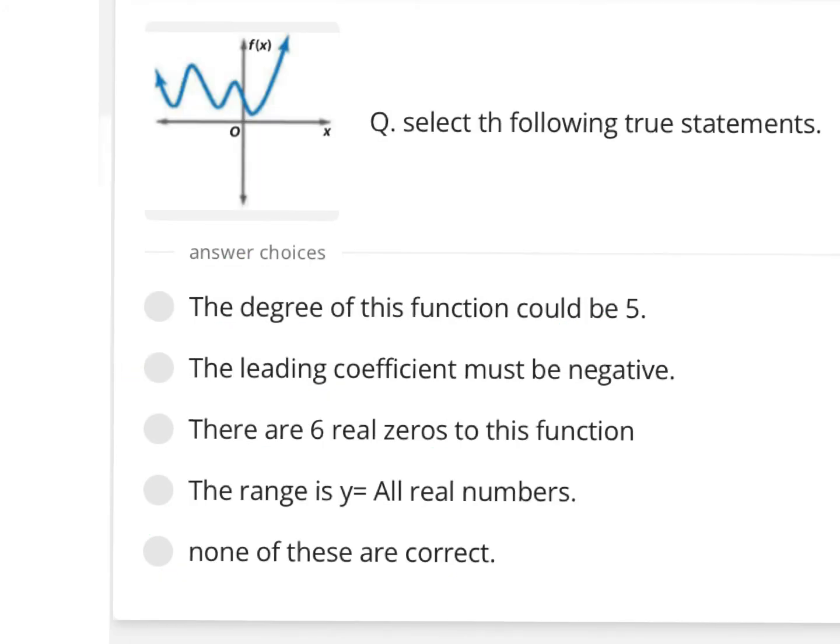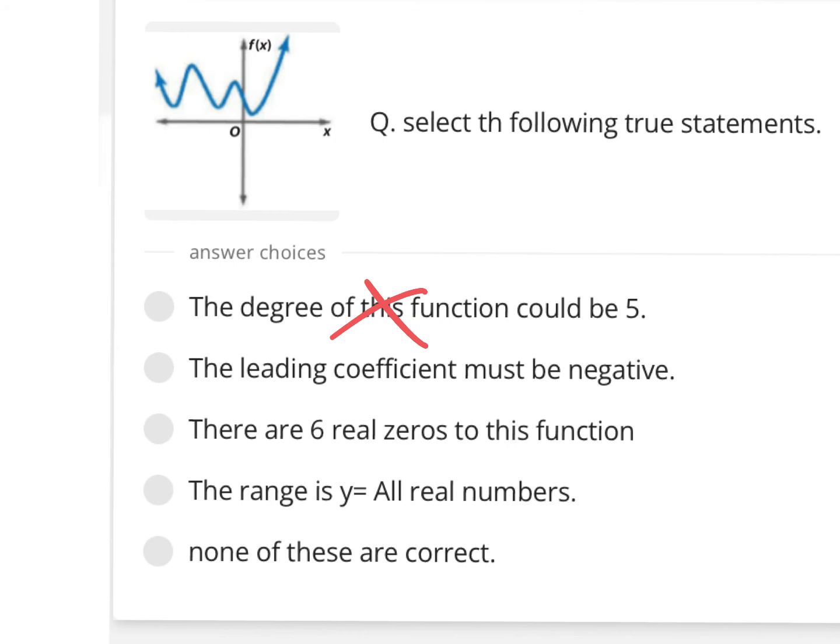This next question says select the following true statements. Again, the degree of this function could be 5. Let's see. 1, 2, 3, 4, 5, 6. Nope. The least degree possible is 6. And it's an even degree because it has an even amount of arrows pointing up. So it cannot be 5. So don't pick that one.